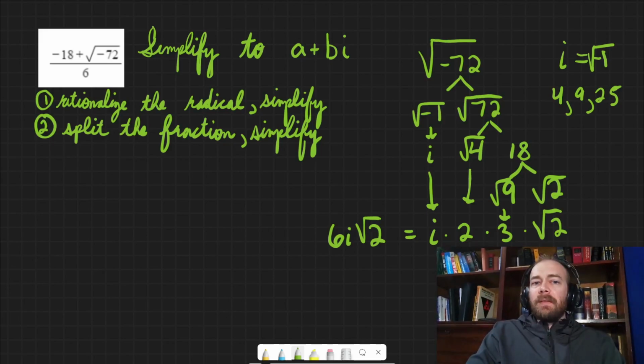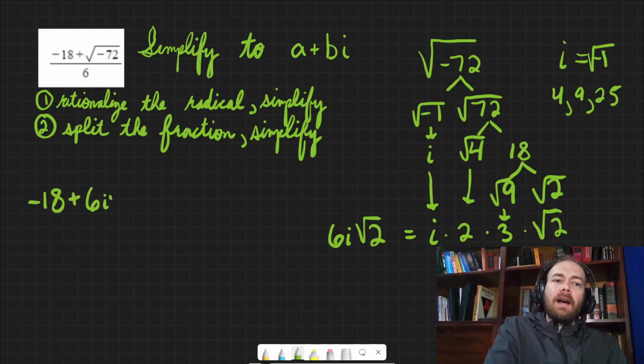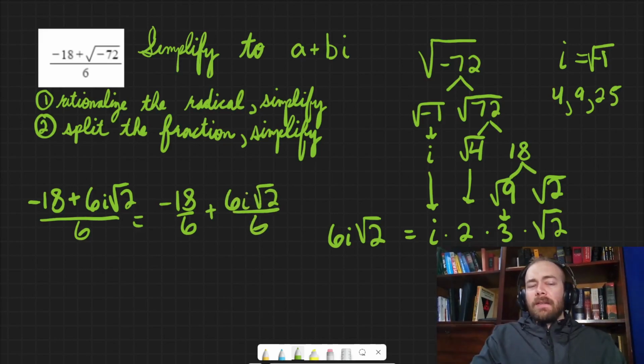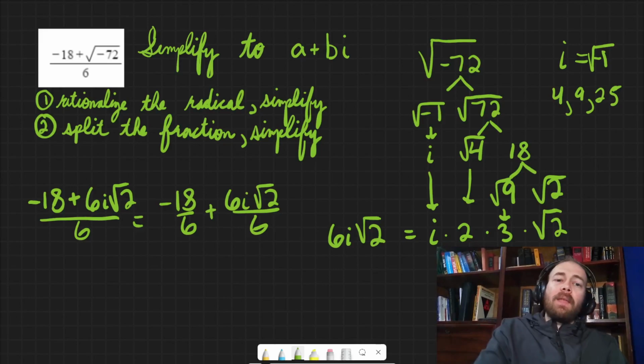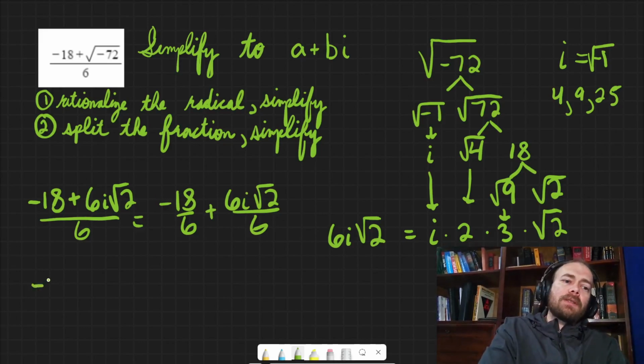Now we're on step 2. Split the fraction and simplify. If we split the fraction, let's rewrite it first. Plus 6i root 2 over 6. If we split it, then it would look like this. So each numerator gets the denominator. And then I can just simplify each of the fractions as much as I can. They simplify quite a bit here, because 18 over 6 is 3, right? So -3, 6 over 6 is 1. So that's just i root 2.